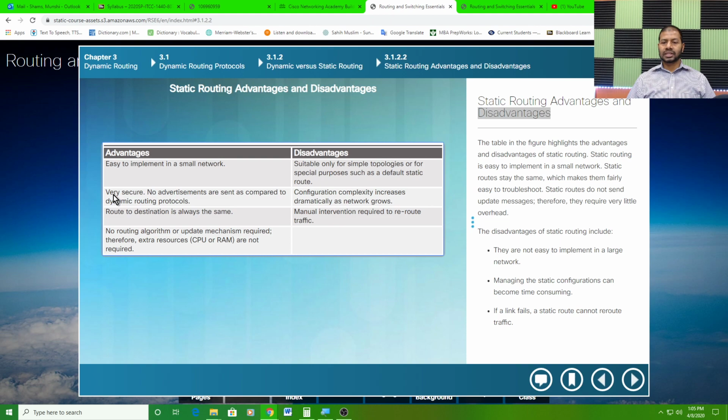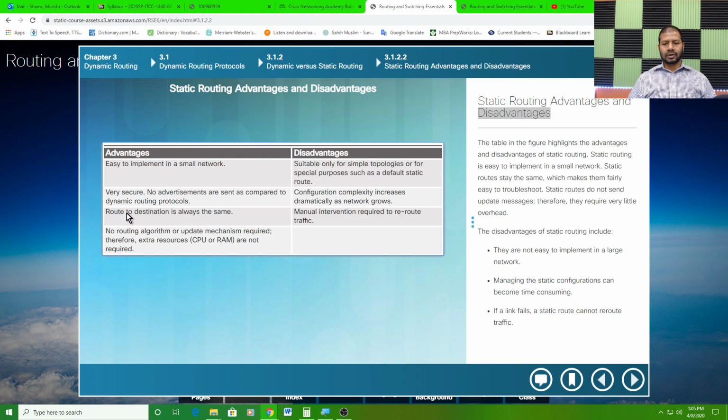Another advantage is it's very secure because this router is not talking to other routers all day long and learning from each other. When it learns from each other, a hacker may pretend to be another router and send some advertisement and mislead my router. Therefore, dynamic routing is less secure because the router has to talk to other routers and learn routes from other routers. But in static routing, it is secure because no advertisement, no chit chat between routers is going on.